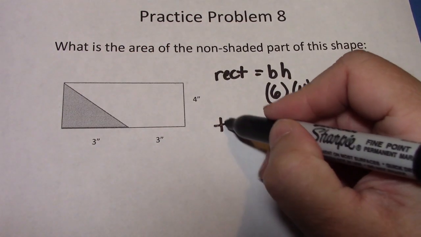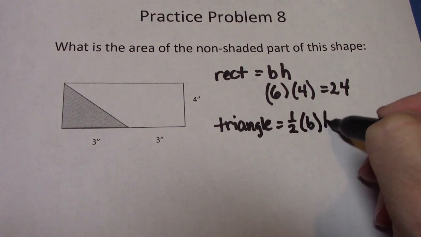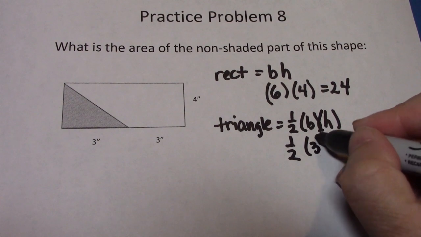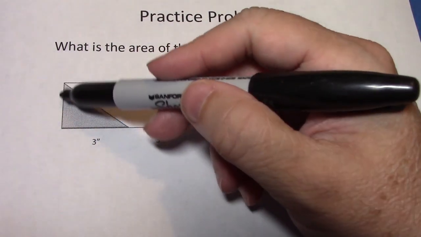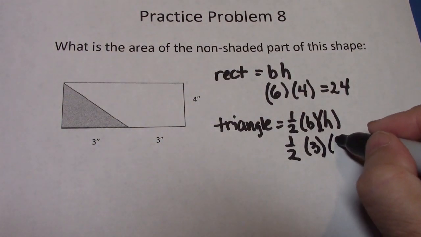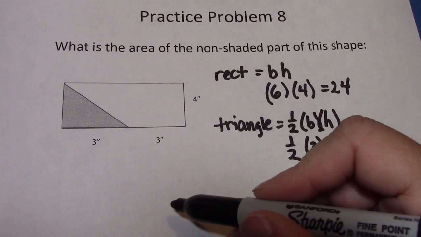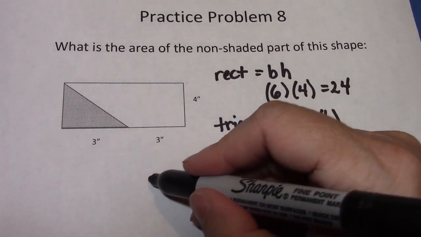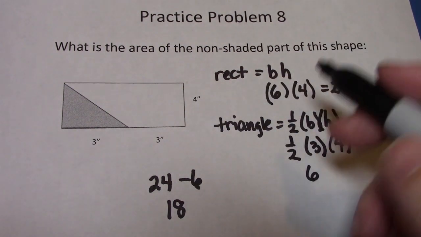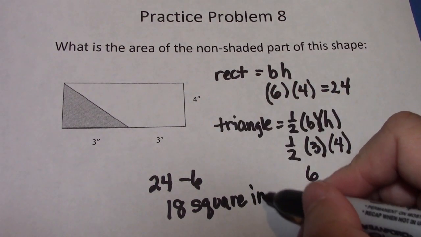Now the triangle. That's 1/2 of its base times height. So 1/2, its base is 3. Its height is 4, because remember, this is a rectangle. Both the opposite sides are equal length. So that's 4. So that would be 6. So the rectangle minus the triangle is 24 minus 6. That's 18. And we're doing area, so we have to do square. And in this case, it's inches.